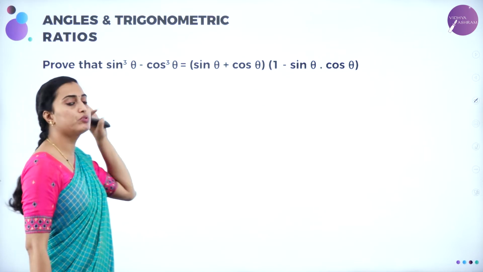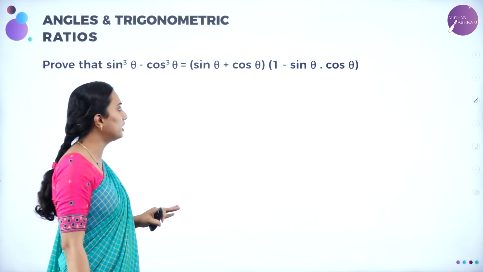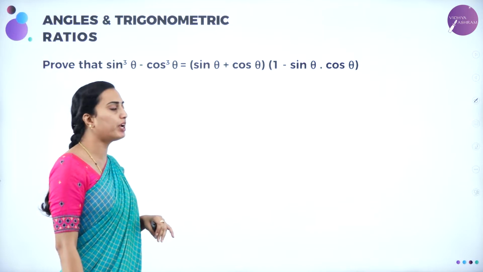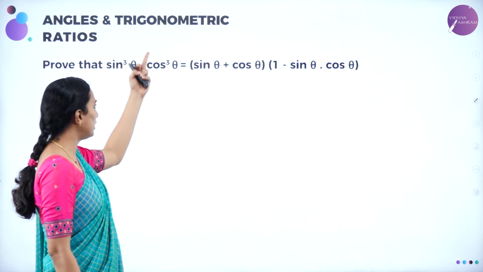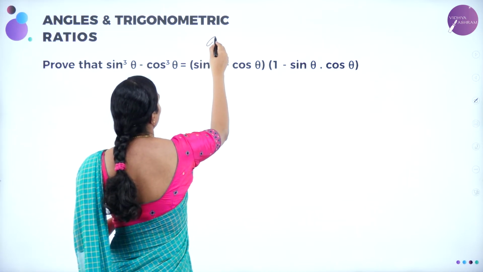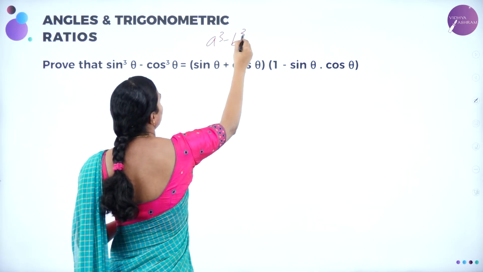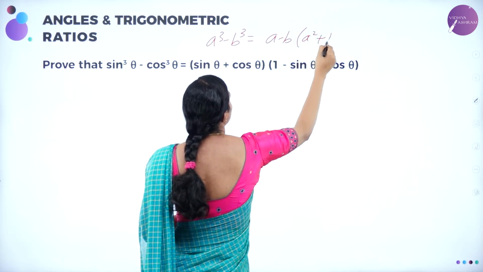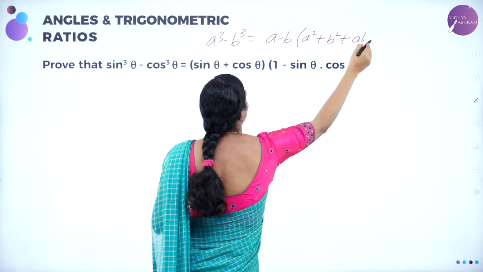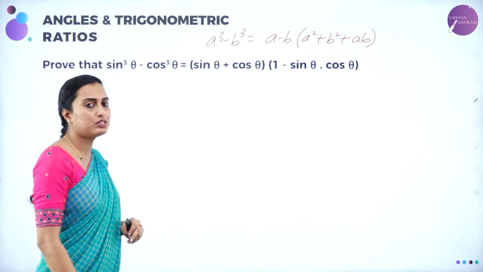Okay, they have asked you to prove sin cube theta minus cos cube theta is equal to (sin theta minus cos theta) into (1 plus sin theta into cos theta). This is according to a cube minus b cube. What is a cube minus b cube, dears? A cube minus b cube is given by the formula (a minus b) into (a squared plus b squared plus ab).